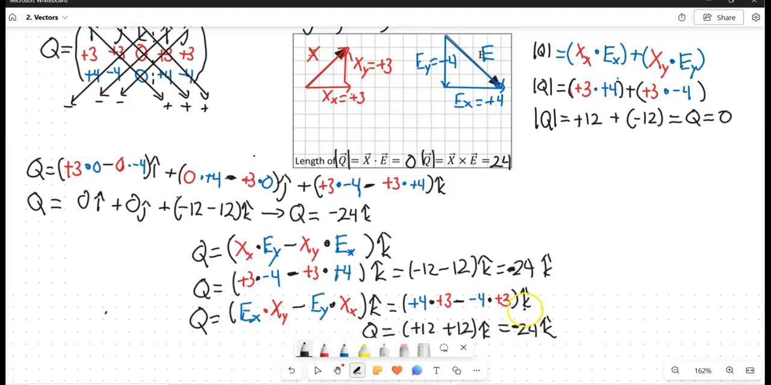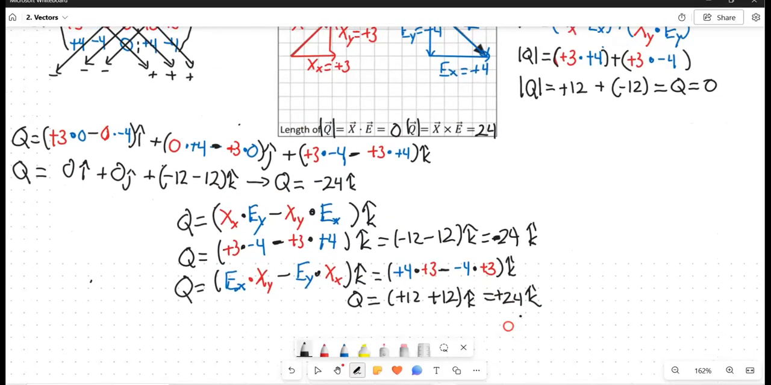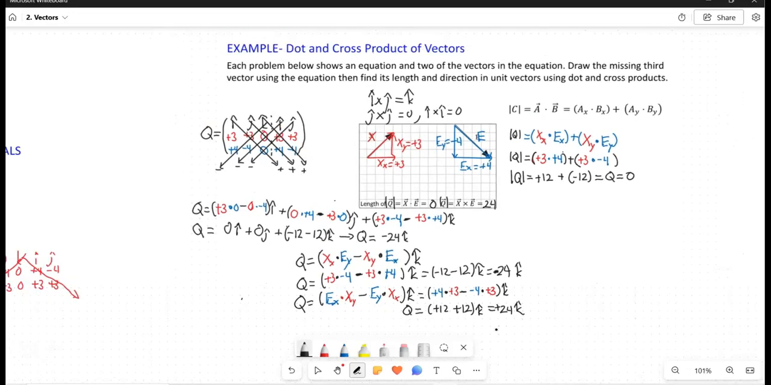So this is going to end up being a positive. The reason why I just want the length of this is because this negative and positive really doesn't matter. We know it's going to be pointing in the k direction by 24. Not sure if it's going to be pointing in or out. We'd have to do a right-hand rule on top of that.